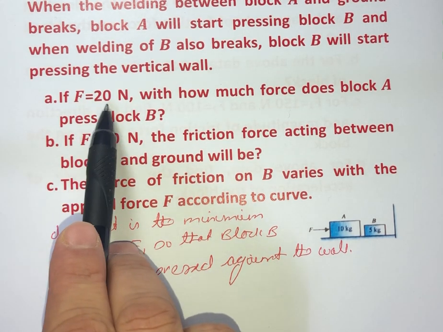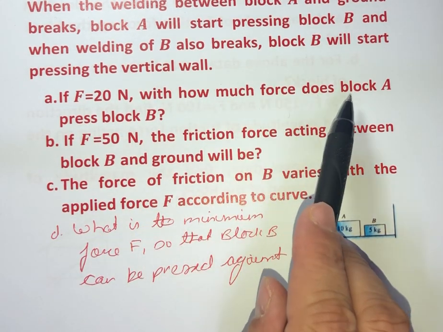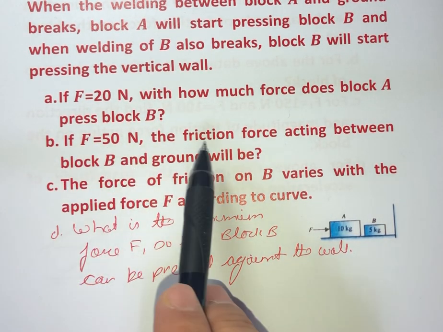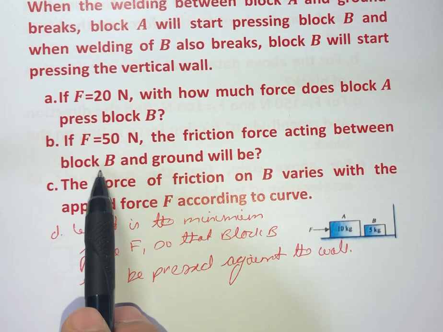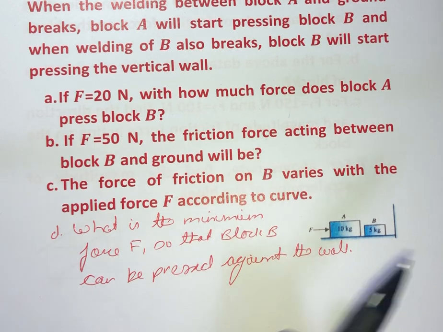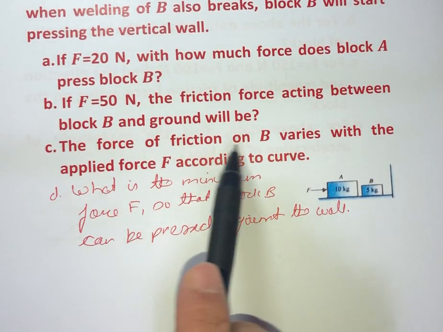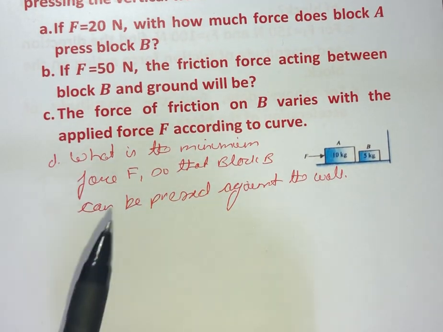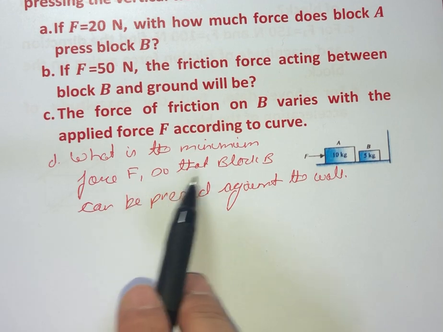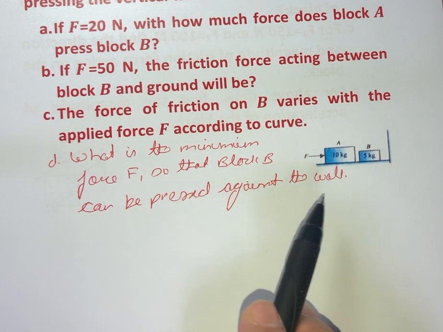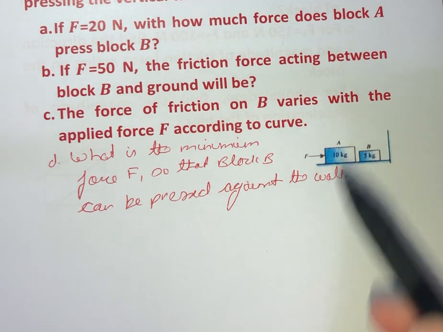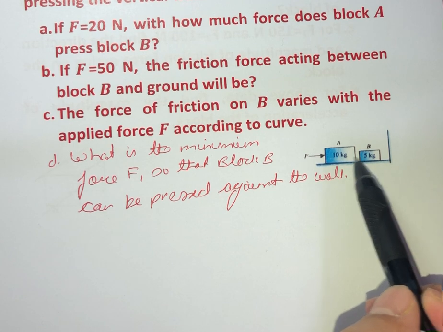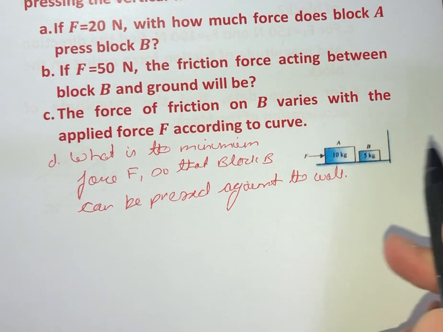First is, if F is 20 Newton, with how much force does block A press block B? B part. If F is 50 Newton, the frictional force acting between block B and ground will be. C. The force of friction on B varies with applied force according to the curve. And the last part is, what is the minimum force F so that block B can be pressed against the wall? This figure, block A and B, A is 10, B is 5. Slight distance between A and B, and force F is being applied on block A.